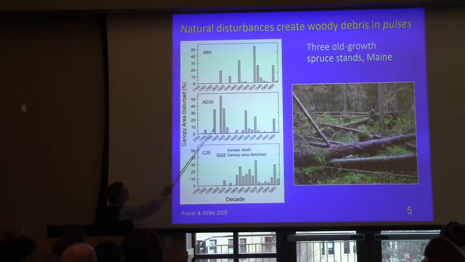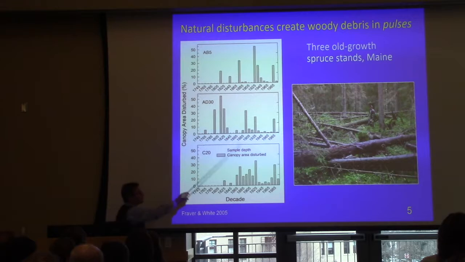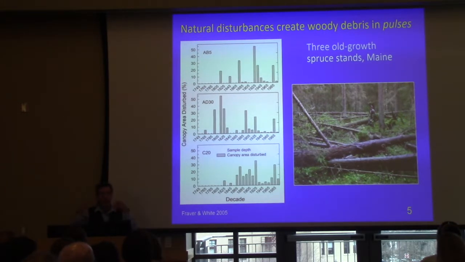So you see these pulses of disturbance. Here about 50% of the canopy was removed by some disturbance. Another pulse, 2 decades of quiescence, relatively little disturbance, another pulse, and so forth. So some of these 50% removals might look like this, right? The point is, the woody debris is added in pulses. That's an important point.